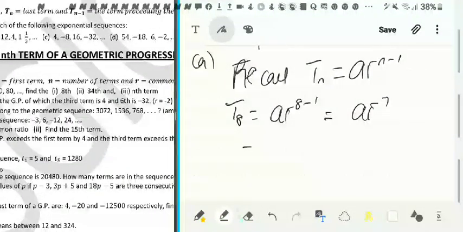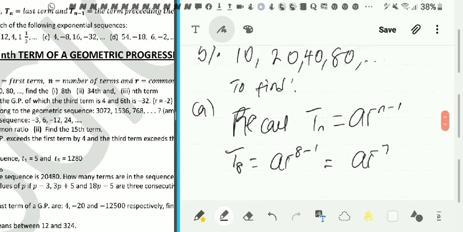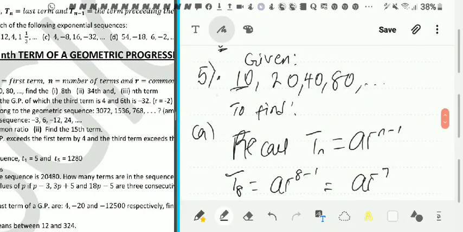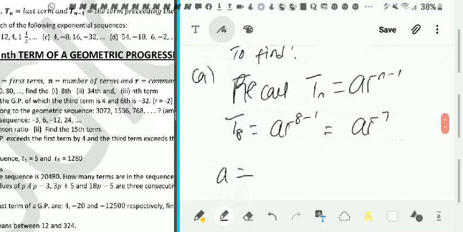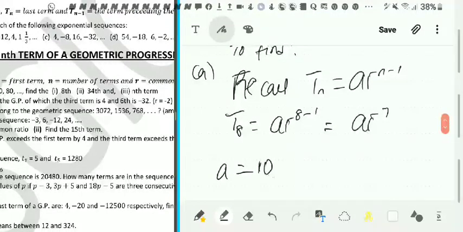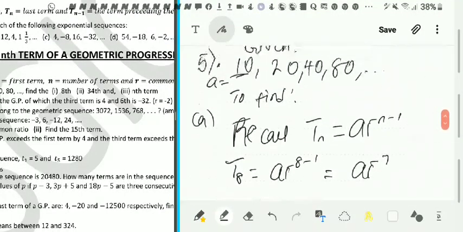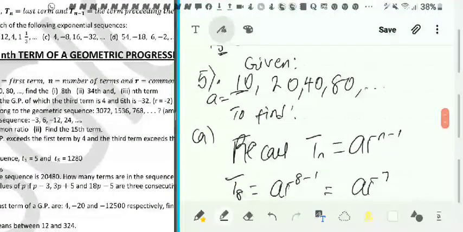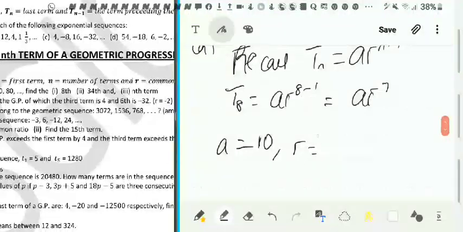Now we will always, just like the arithmetic progression where you need to get your a and your d for you to solve anything, likewise in this place, we must always get our a and our r before we can get any term in the sequence. So a is equal to what from the question? The first term, that's 10. Then what is r? Either 20 divided by 10 or 40 divided by 20 or 80 divided by 40. Each of them will give us 2.